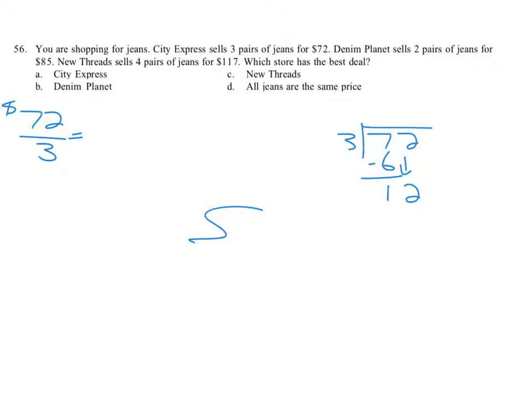Okay, I'm back. So, we take this total $72 that you spent at City Express, and we divide it by 3 to say, if we spread the cost equally over 3 pairs of jeans, how much would each pair of jeans cost? 3 goes into 7 twice, 3 times 2 is 6, 1 left over, bring down the 2, 3 goes into 12 4 times, 3 times 4 is 12. So the unit rate for that is $24 a pair. Cool.